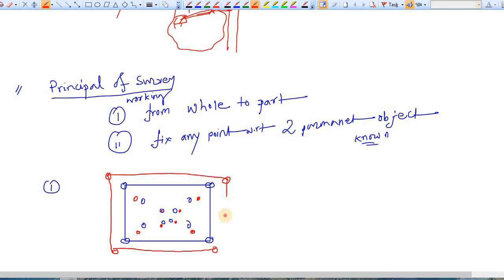So what is the result? The result is that you have constantly increased the error. Initially the error was this much, then it increased this much, and then this much. Let's say this is E1, this is E2, this is E3. So you have constantly increased the magnitude of error. This is the result of working from part to whole.